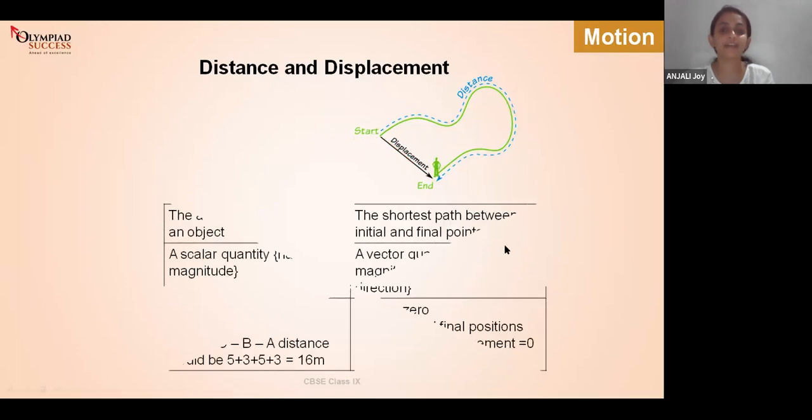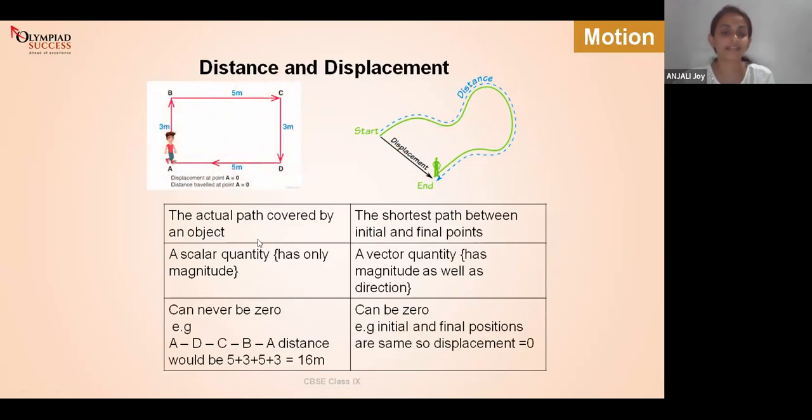Okay. So once again, to specify the difference between distance and displacement, I have given it in a tabular form. So first one is the actual path covered by an object. Can you see over here? The actual path covered by an object, that is called the distance, while displacement is the shortest path between initial and final position. As you can see over here, the starting is the initial position and the ending is the final position. So this path, that is displacement, while the person has taken an actual path, that is called distance.